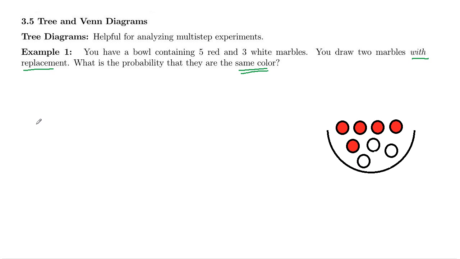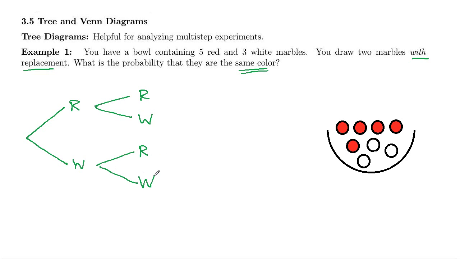So let's go ahead and get our tree diagram going here. On the first draw, you can draw either a red or a white. And then if you draw red first, on the second draw, which is the second level of the tree, you can draw a red or a white. If you draw a white first, your second draw could either be red or white. And then what we do is we put the probability associated with each draw on the branches.